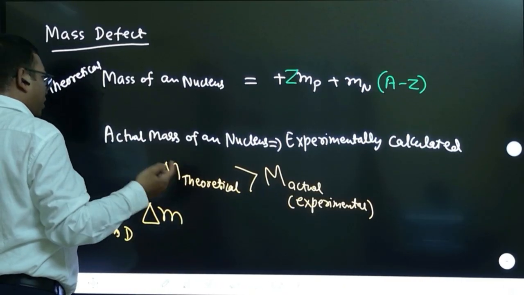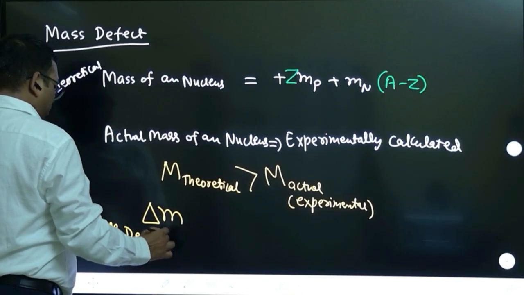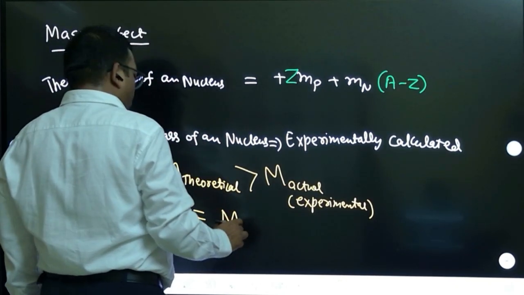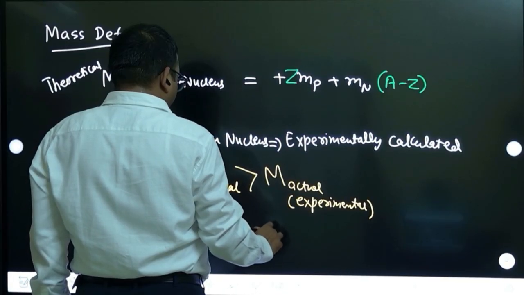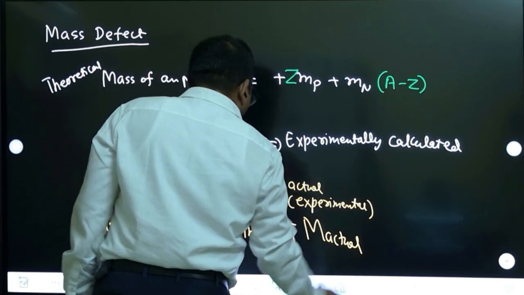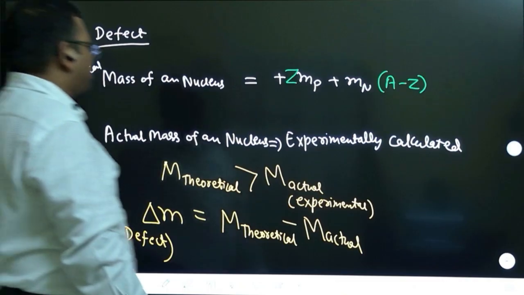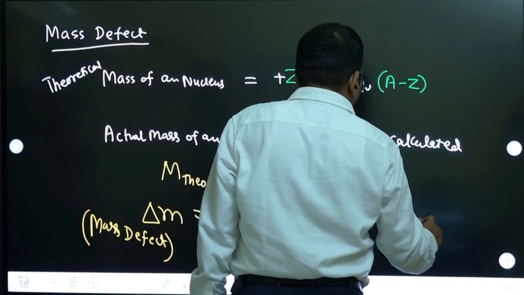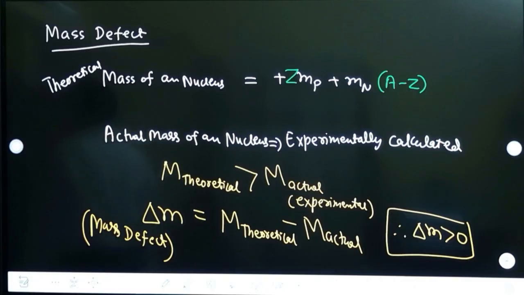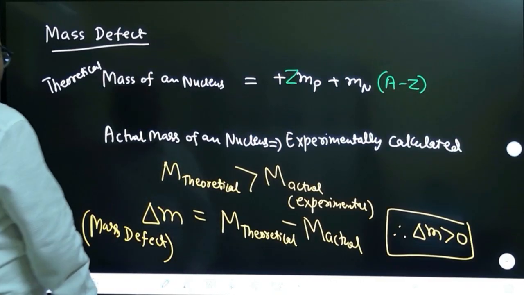You can also count the electron, but anyway, there is no difference in that. That's why we are not taking the electron mass. So delta m is the difference: theoretical mass minus actual mass. If you calculate, that is called mass defect, and mass defect comes as positive. Delta m comes as positive. Why? Because theoretical mass is larger. Where is this mass going? This mass is getting destroyed during the formation of the nucleus.